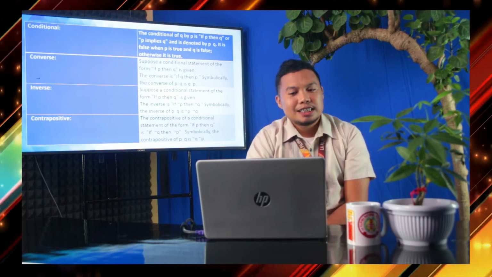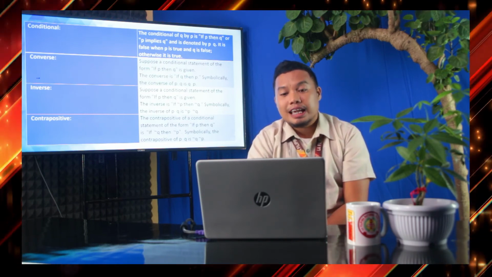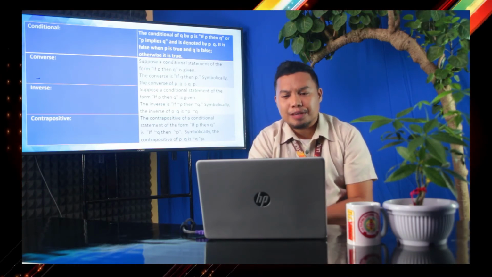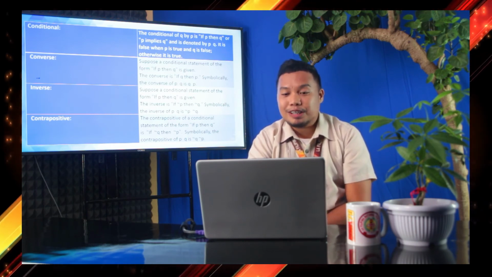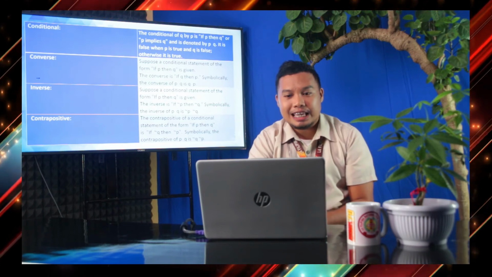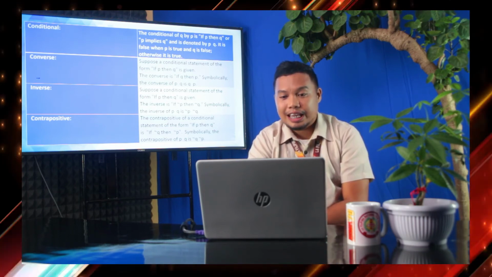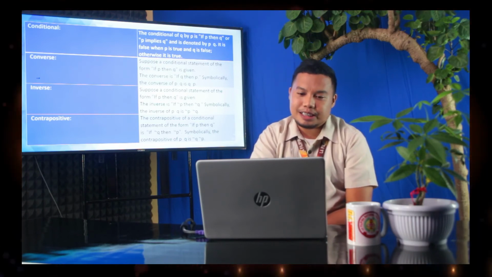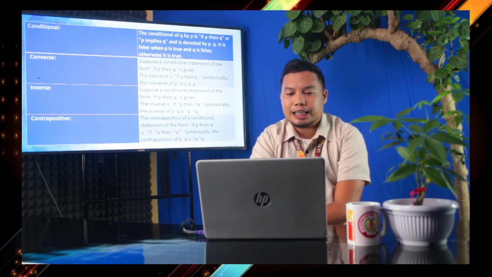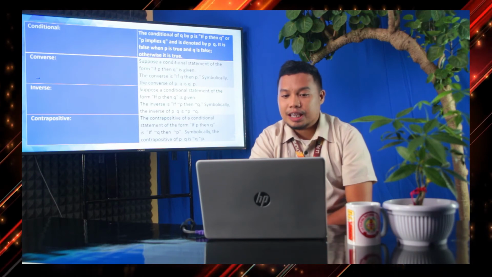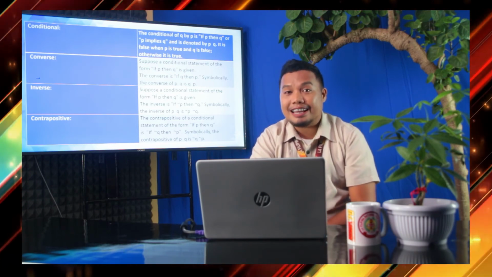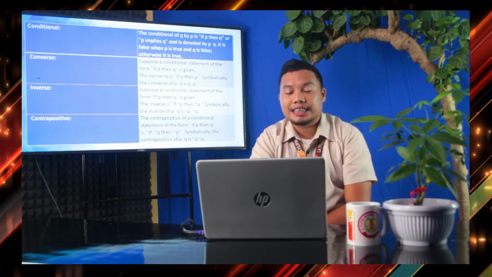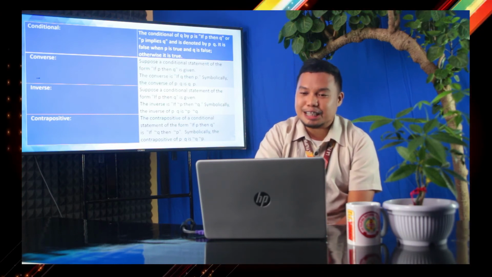Now for the inverse, suppose a conditional statement of the form if P then Q is given, then the inverse is if not P, then not Q. Symbolically, the inverse of P implies Q is not P implies not Q. For the contrapositive of a conditional statement of the form if P then Q, it is if not Q, then not P. Symbolically, the contrapositive of P implies Q is not Q implies not P.